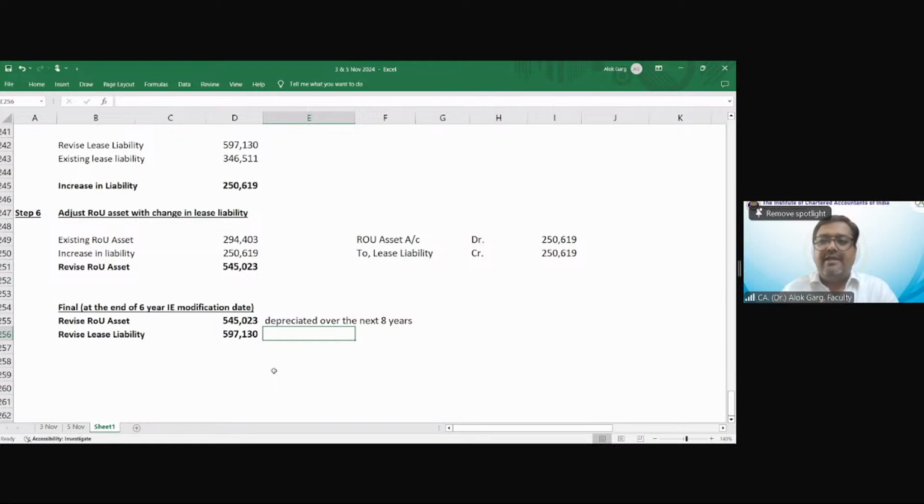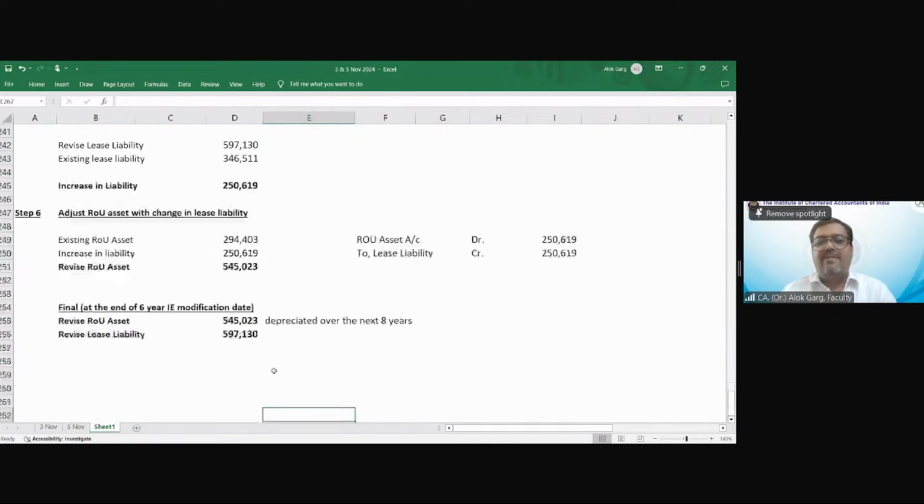Will it be 0 or will it not be 0? Shall I show you the lease liability schedule again? It has to be 0. Shall I show you the lease liability schedule, or is it okay? Okay, sir.